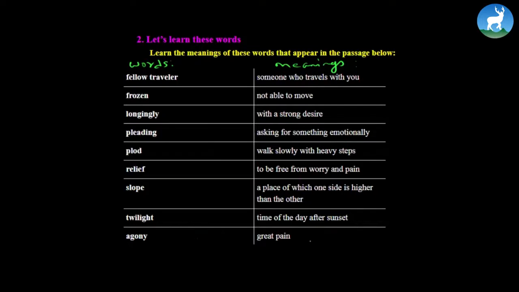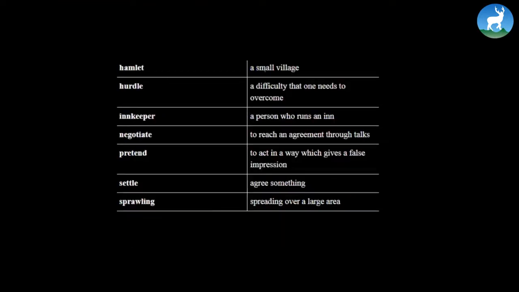Agony, great pain. Hamlet, a small village. Hurdle, a difficulty that one needs to overcome. Innkeeper, a person who runs an inn. Negotiate, to reach an agreement through talks. Pretend, to act in a way which gives a false impression. Settle, agree something. Sprawling, spreading over a large area.